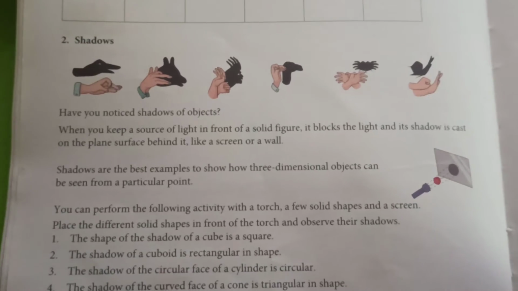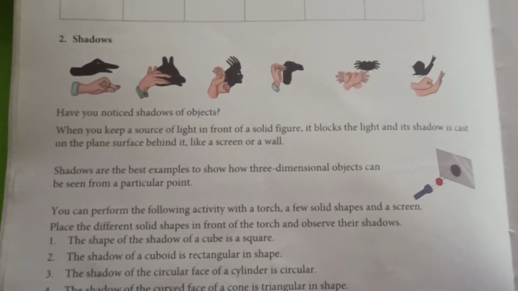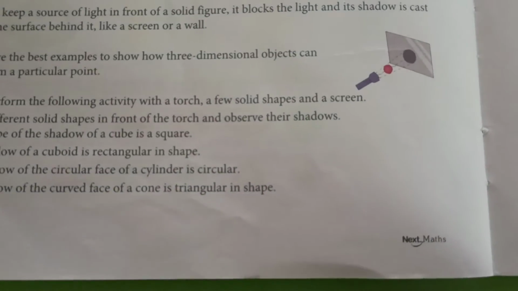Shadow are the best example to show how 3D objects can be seen from a particular point. Like here it is shown with the help of torch.